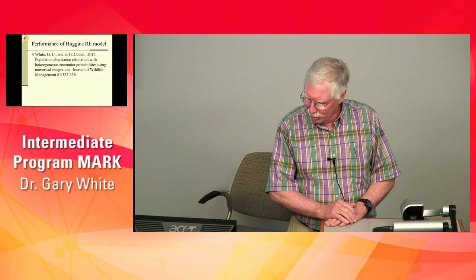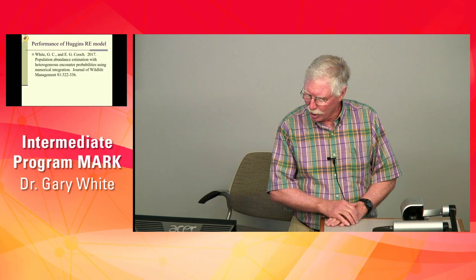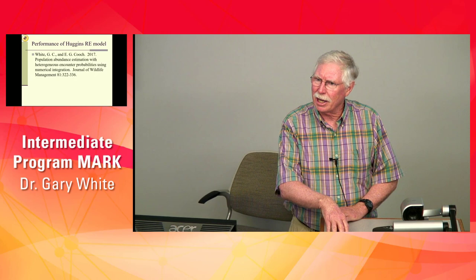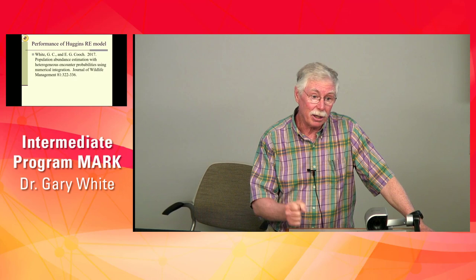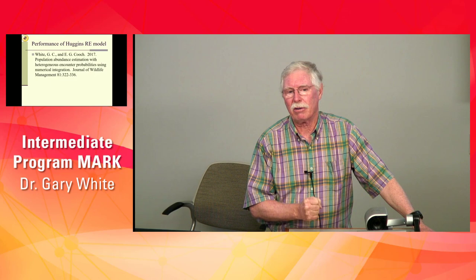Let's put it this way. I think we can do better than using the raw counts. But we don't want to get too carried away thinking we're getting too close to truth either. And some of the models we're going to talk about later in the week, the Pradel, Link-Barker kind of models where we estimate lambda, the rate of population change, I think those are a far better route to be thinking about, assuming we can meet some of the assumptions of those models.